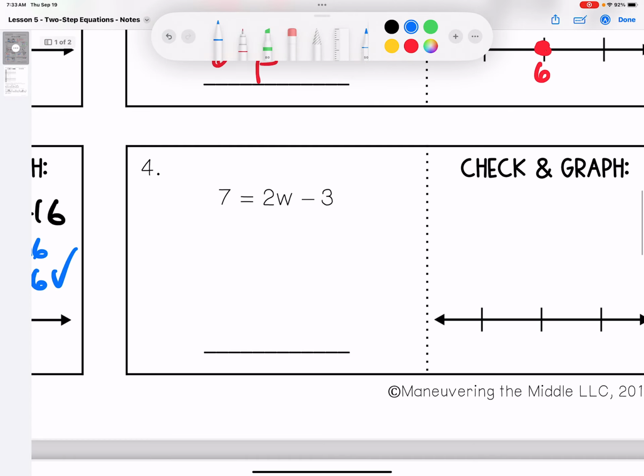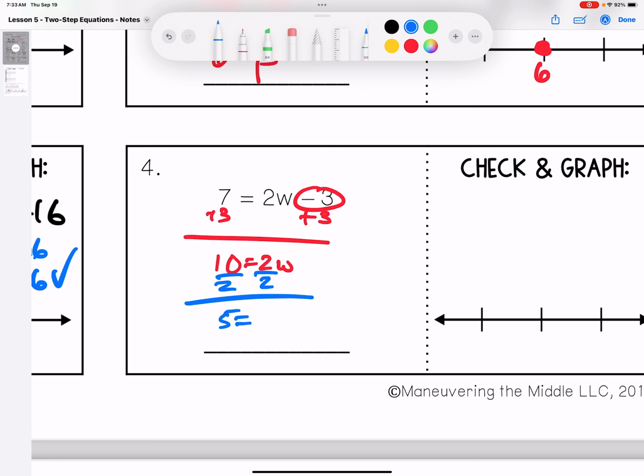And the last one on the front page, you're going to add 3. Why am I doing that? I'm getting rid of the addition or subtraction first. So I'm going to add 3 to both sides. I get 10 equals 2w. Divide by 2. I'm left with 5 equals w.